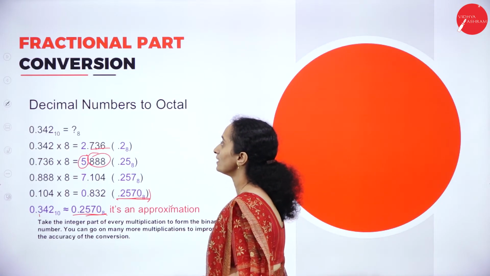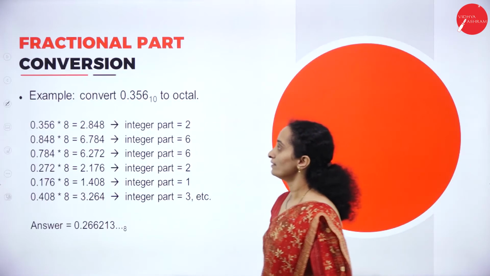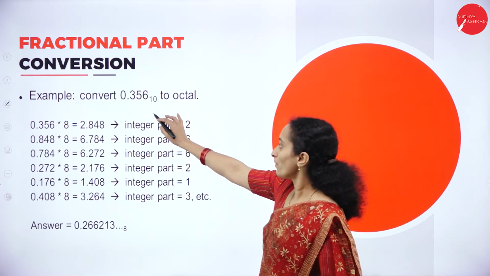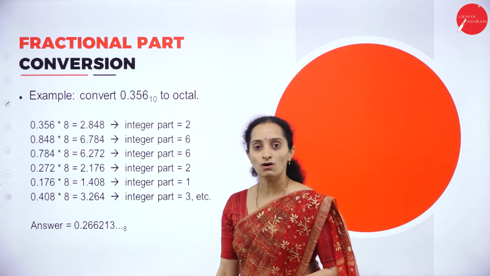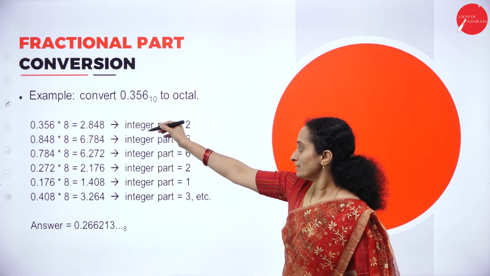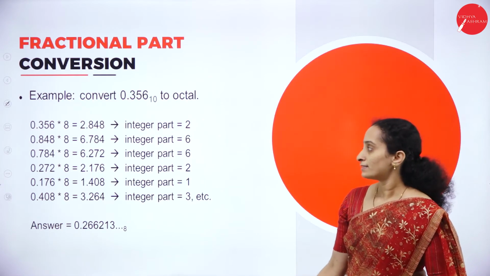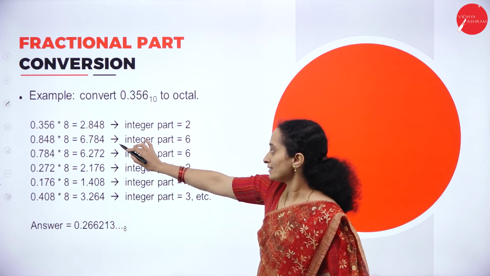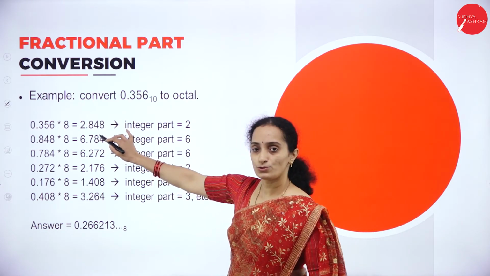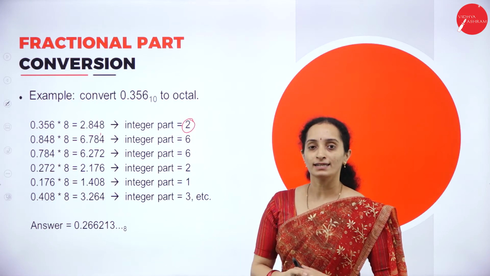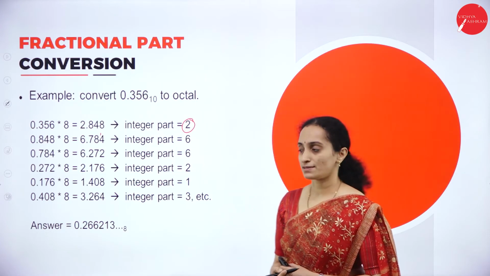Next is the fractional number. We have another example of converting 0.356 to octal, where the fractional part will be calculated like this: 8 into 2.848, where the integer part is considered for the conversion.